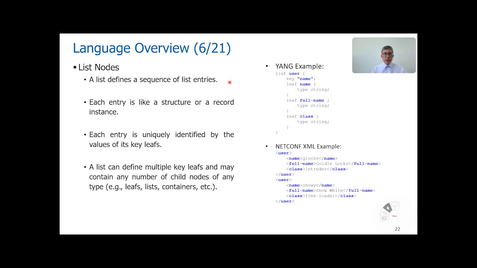List nodes. A list node is like a structure in C or C++, or a record instance in the Pascal programming language. Each entry is uniquely identified by the key leaf value. Example here, the YANG user. The key variable is a leaf node, name, and it consists of a name, full name, and class. So here we can define the list node: name, full name, and the class. So we have multiple, right? Because this is a kind of structure.